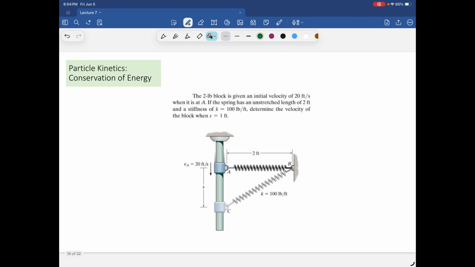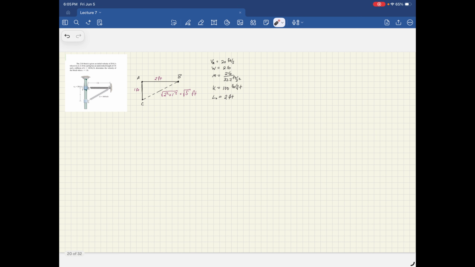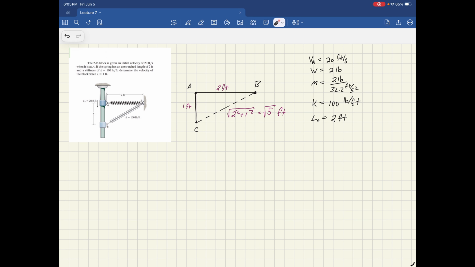All right. So our first example problem, we have a 2-pound block which is attached to a spring, and it's given an initial velocity of 20 feet per second downward. We're told that the spring has an unstretched length of 2 feet, so it is unstretched in its initial position, and we have a spring stiffness of 100 pounds per foot. It wants us to determine the velocity when the block is at position C, where s equals 1 foot. All right, so let's take a look at what we have here.